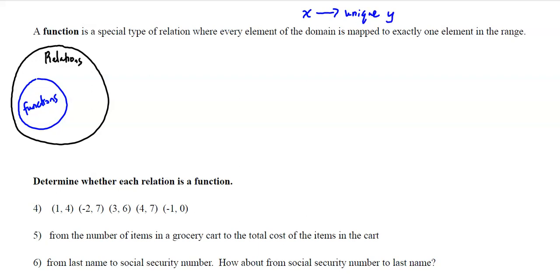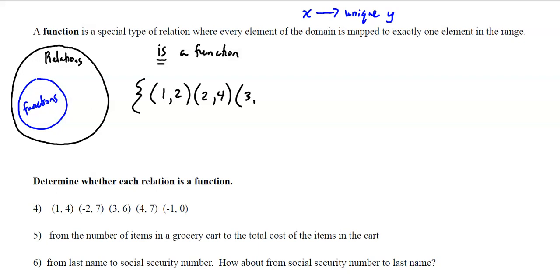So basically, if you're thinking about a set of ordered pairs, this would be an example of a function. So this is a function. And I'm going to pick some ordered pairs. So 1 to 2, 2 to 4, 3, let's say to -1, and 4 goes to, we'll just say 5. All right? So that's an example of a function because when I look at it, every single element in the domain is mapped to exactly one in the range.